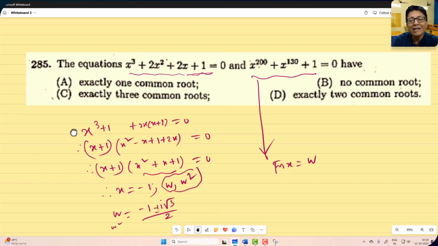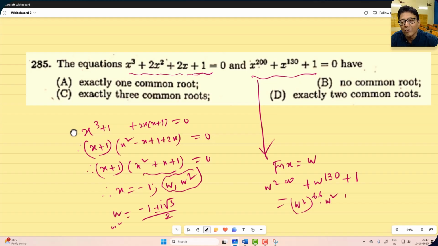For x equal to omega, omega to the power 200, omega to the power 130 plus 1 is going to be, this is what? Omega to the power 200, omega cube to the power 66 into omega square, omega cube to the power 43 into omega, plus 1. You are getting omega square plus omega plus 1, which is 0, since omega cube is 1. So omega is a root.